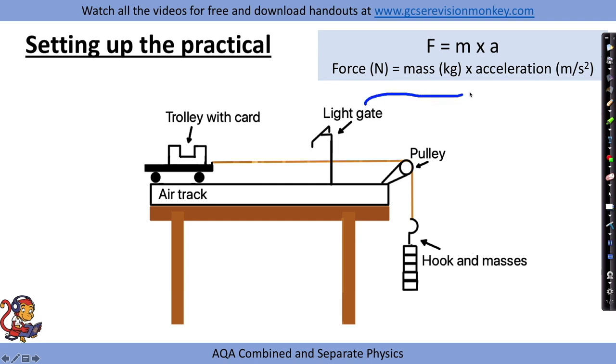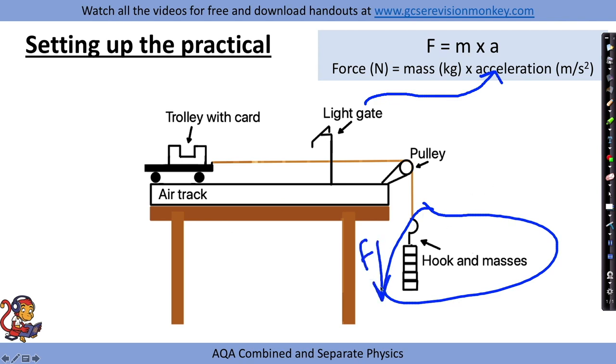Here's the light gate that we just said previously is going to measure our acceleration. We've got a trolley or a moving object with our specially shaped piece of card on top that is going to go through the light gate and measure our acceleration. To pull the trolley along, we've got a piece of string which goes round a pulley, and it has a hook with some masses on the end. Now this part of the system is just a group of objects, so we'll call the whole thing a system. This part of the system is applying the force.